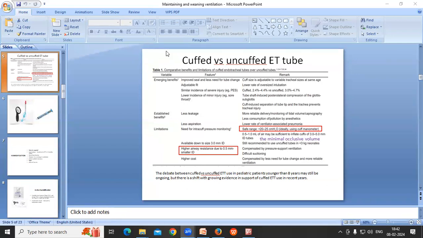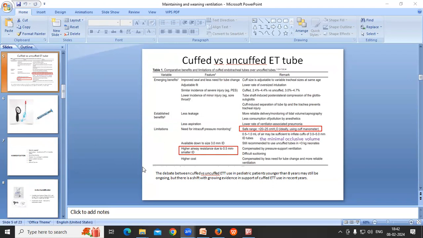This is a rough way, but I cannot vouch that with this method your pressure is in the desired range of 20 to 25. It can even be higher. But if you don't have anything, at least this you can practice. But the ideal thing is to get a manometer. I'm going to show you the manometer that you can get.